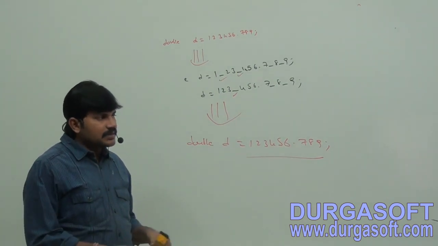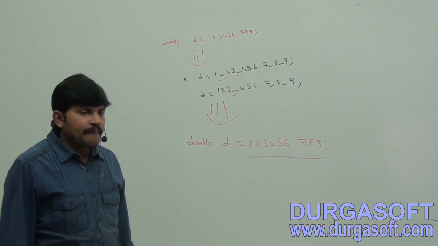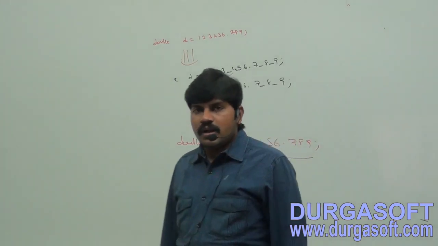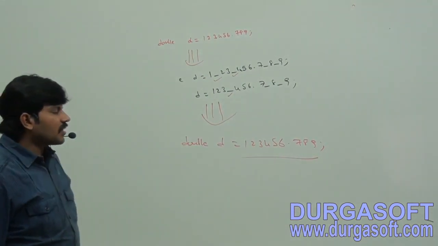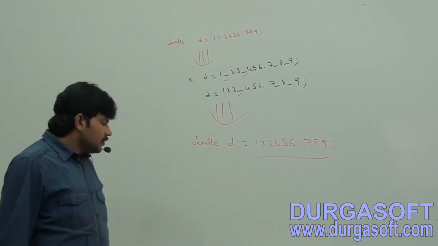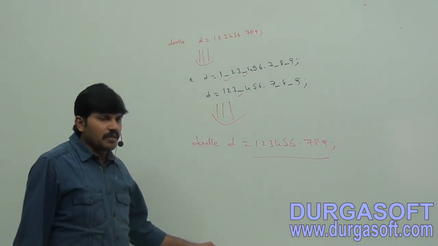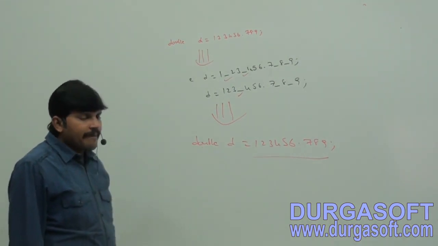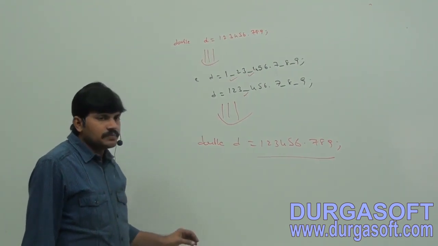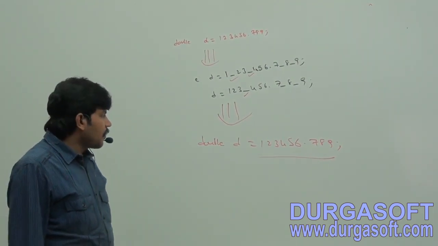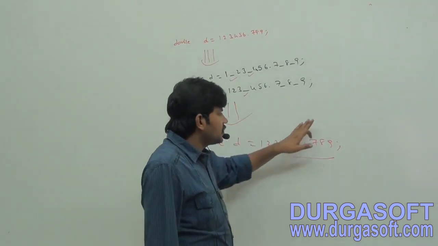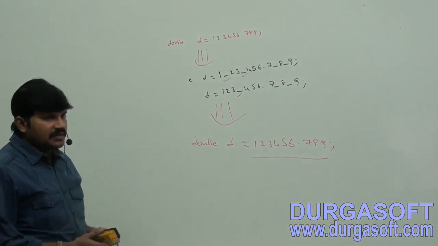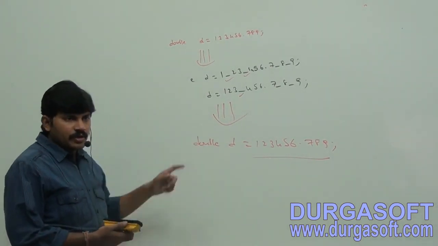Hence, after compilation, the above lines will become double d = 123456.789, like this. Are you able to understand? Okay.